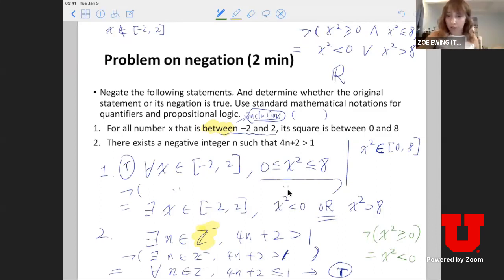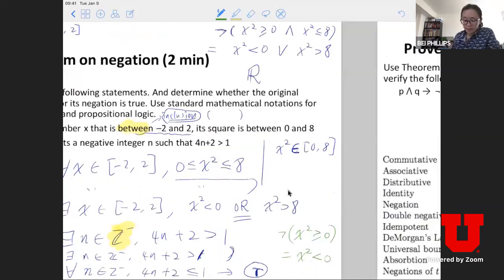All right, and then we've also got, as a general rule, if the negation is true, can the original not be true? Yes, so think about the opposite of true being false. If your negation is true, then the original statement is false, because a statement and its negation cannot be true at the same time. Let's put it this way: if the negation is true, the original is false. If the original is true, then the negation is false.